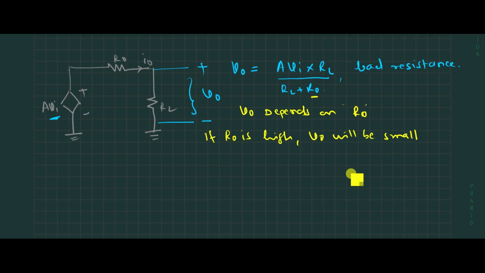What is the ideal value of R0? R0 equal to 0. There should not be any R0. We will get the maximum output voltage of the amplifier. I hope I answered the second question.